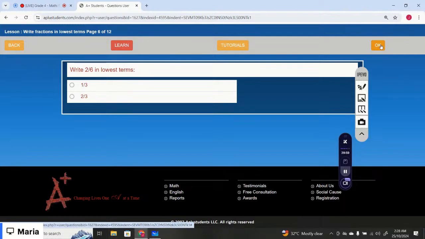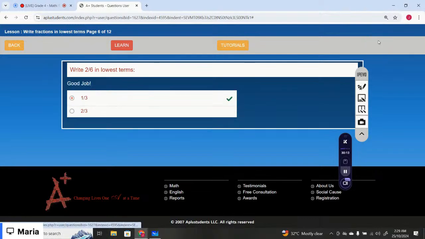1 over 3 it is, right? Why 2 by 3? You guys just keep guessing the answers. Why are you guessing the answers? Use your notebook and pencil. You have to divide them by 2. 2 times 1 is 2 and 2 times 3 is 6. 1 by 3 it is.